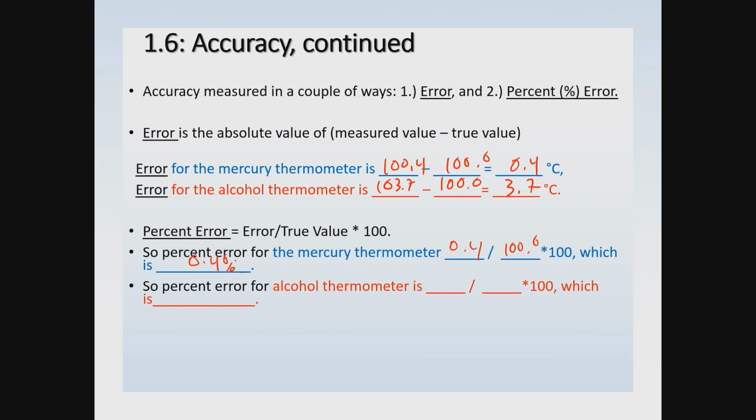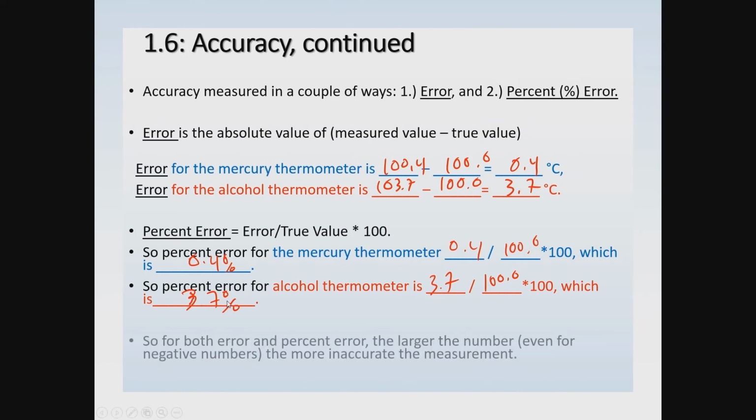0.4%. And so with the alcohol thermometer, the cruddy thermometer, the error that you got was 3.7 degrees divided by 100, the true value, times 100, so it should be 3.7%. And so again, this is just sort of another way of evaluating how close your measurement is to the true value. And so the higher the percentage, the less accurate your measurement is.